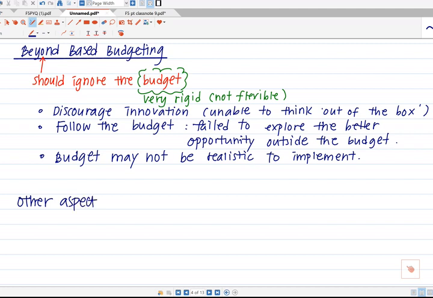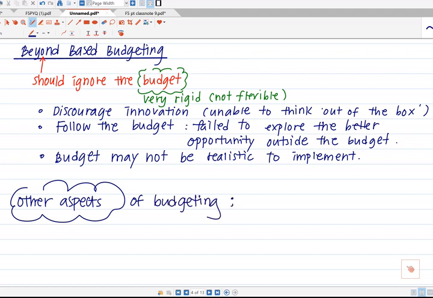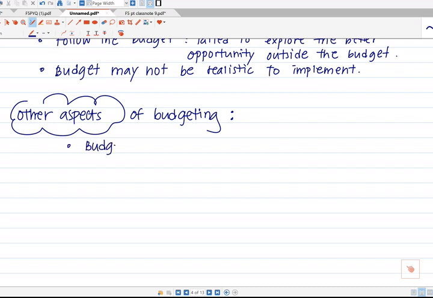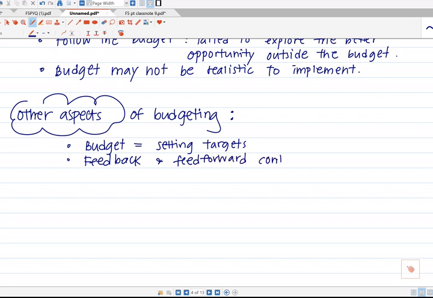Other aspects of budgeting. Remember what did I say? Budget is equivalent to setting the targets. There are 2 types of control: feedback and feed-forward control. Feedback is after. Feed-forward is before. If you foresee it's going to happen, you try to take action to prevent the mistake, before it happens. For example, what belongs to the feed-forward control?